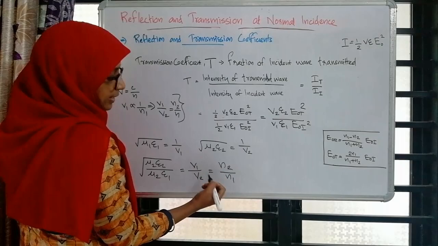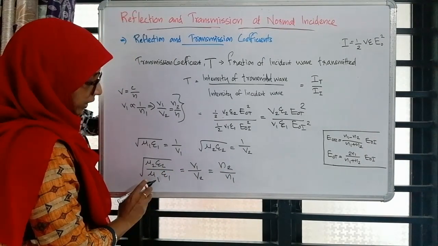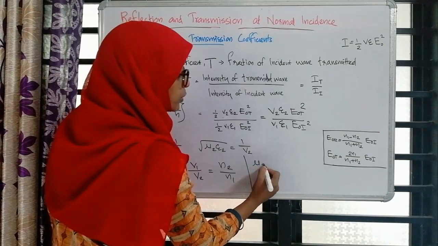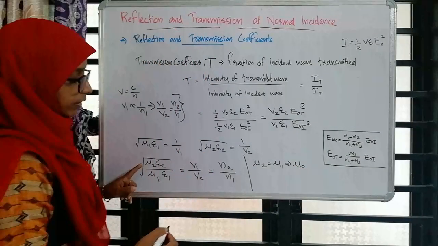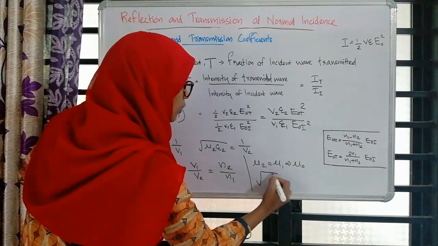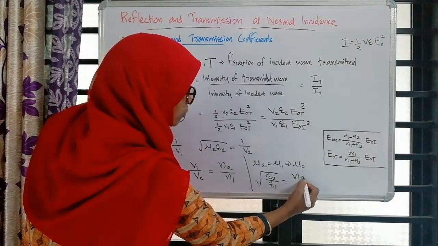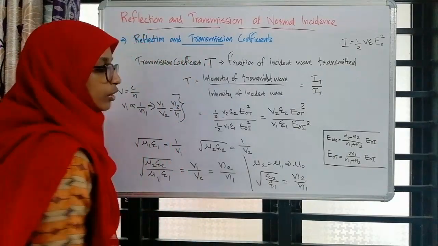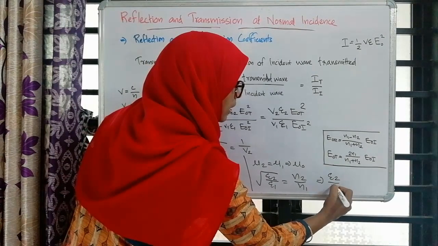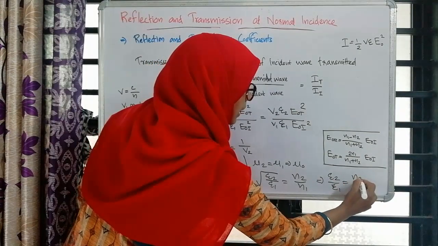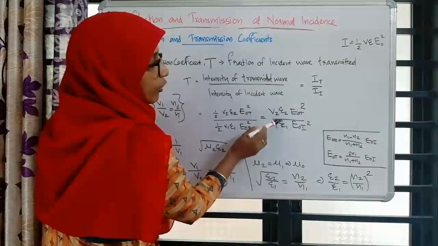And for a non-magnetic medium, mu2 is equal to mu1, which is approximately equal to mu0. So this ratio will turn into the square root of epsilon 2 by epsilon 1, which is equal to N2 by N1. Or squaring this equation, epsilon 2 by epsilon 1 is equal to (N2 by N1) square. We can substitute this here.